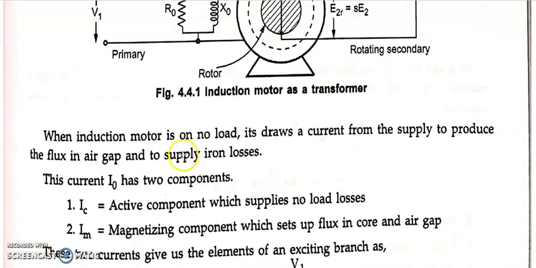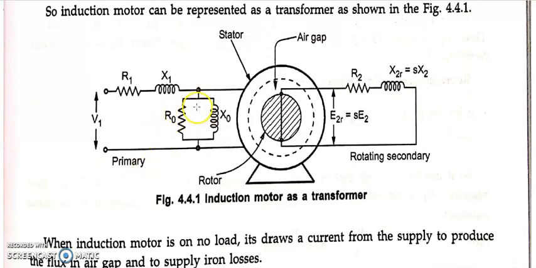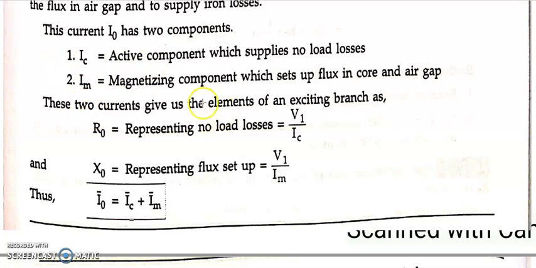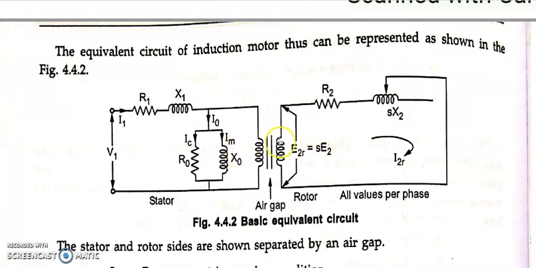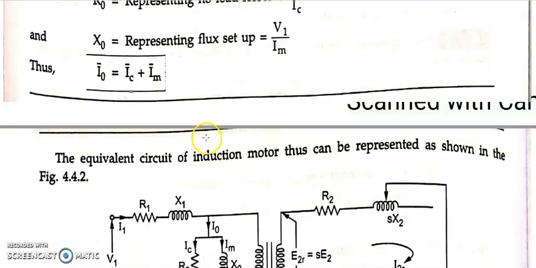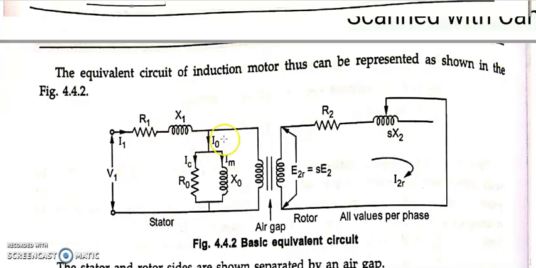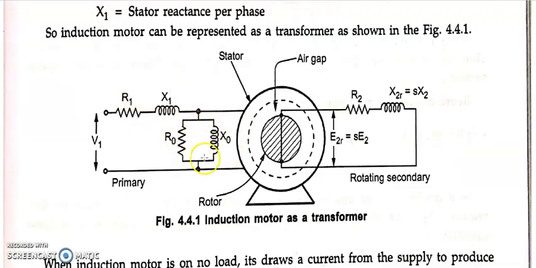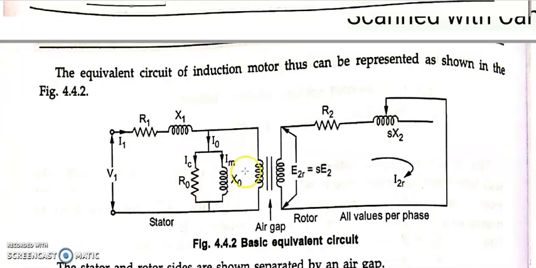Again you can see that the current I0 has 2 components. Rather than getting into this, we shall see the basic equivalent circuit itself, so we can understand things better. This is the stator part and this is the rotor part, and whatever EMF is induced is through mutual induction. The right one is rotor, the left one is stator. R1, X1 is there, and this is the excitation circuit.